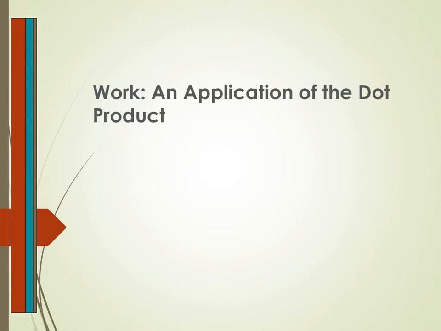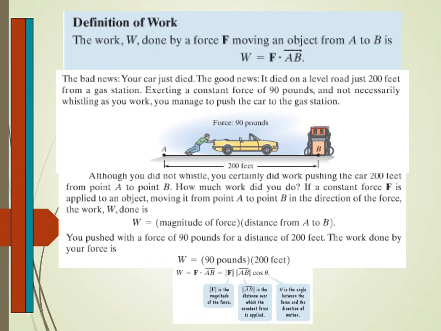All right, so let's talk about work, and this is an application of the dot product. The definition of work, specifically the work done by a force F moving an object from A to B, is equal to the magnitude of the force times the distance from A to B. If a constant force F is applied to an object, moving it from point A to point B in the direction of the force, then that's the work that we're specifically talking about.